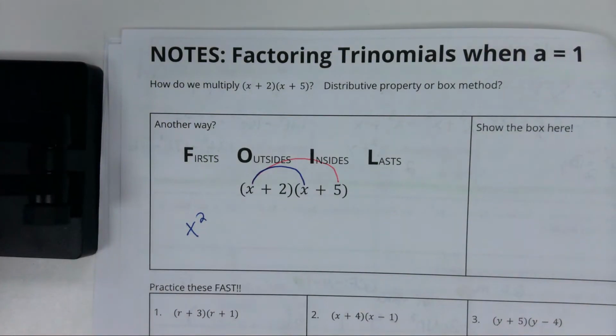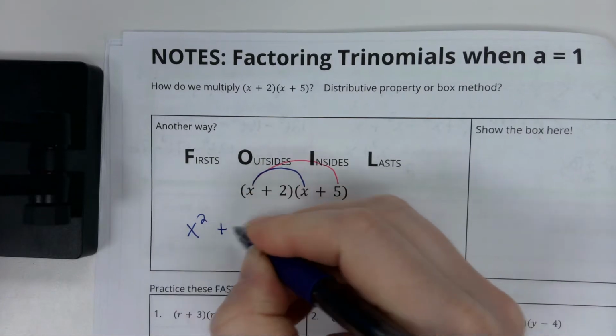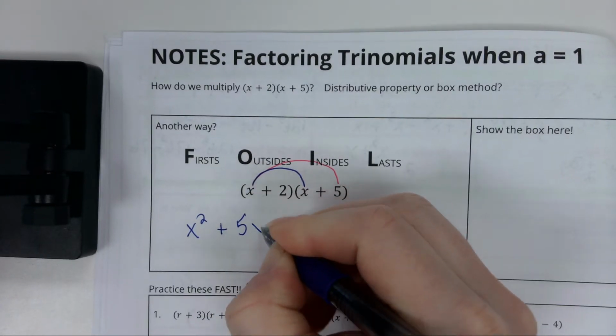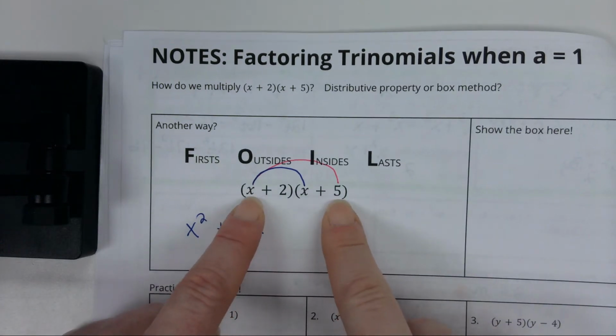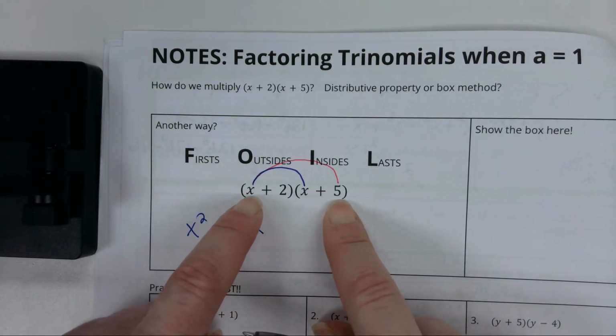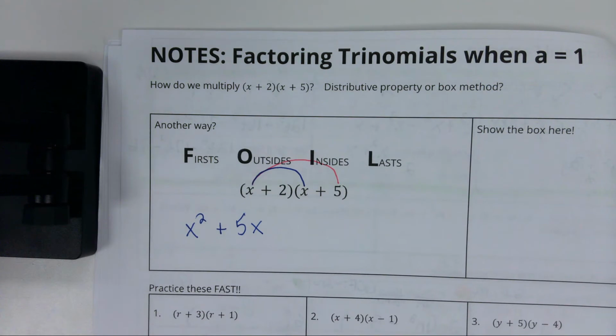The reason why I call them the outsides is because, do you see if I looked at it in a row, they're on the outside? Okay, and you're right. Wouldn't that be last? Hold on. That would be plus 5x. Outsides. Okay? Now the I stands for the insides.